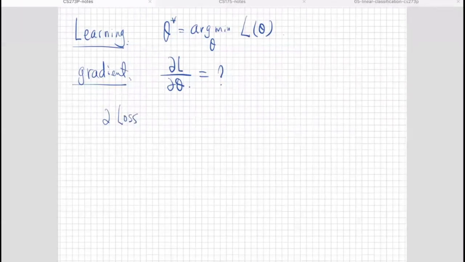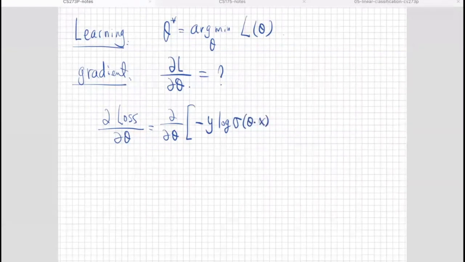One sample loss with respect to parameter. Essentially, it's going to be the gradient with respect to theta of these terms here: minus y times log of sigmoid of theta dot x. So that's the one term. The next term is 1 minus y times log of 1 minus sigma of theta dot x. And that's it, and this is for one sample. This will be the gradient calculation with respect to theta.